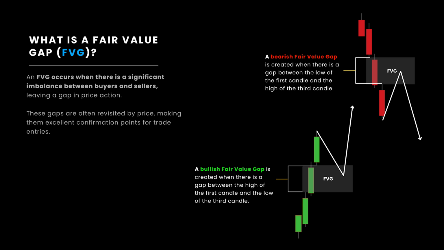A bullish fair value gap is created when there's a gap between the high of the first candle and the low of the third candle. And a bearish fair value gap is created when there's a gap between the low of the first candle and the high of the third candle, as you guys can see in the example on the screen, right? You want to look out for those major gaps within those strong bullish or strong bearish movements. That's how you identify a fair value gap.